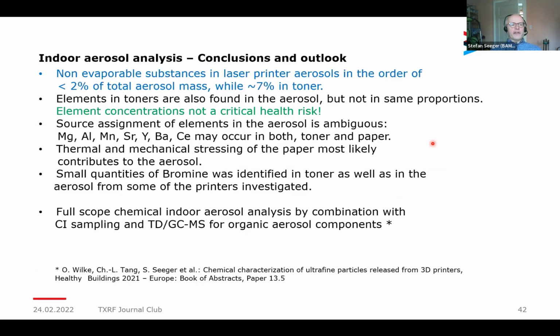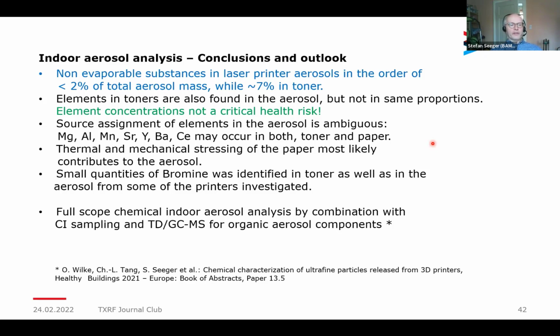All right, what is the conclusion here? We could say that the total inorganic mass, or the non-evaporable substances in a typical laser printer aerosol, is in the order of less than 2%. I forgot to mention that it is higher in the toner, so there is a depletion of the non-evaporable substances during the printing process. So not all of the non-evaporable substances in a toner will become airborne. That is a message here.